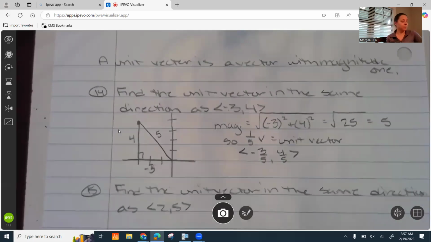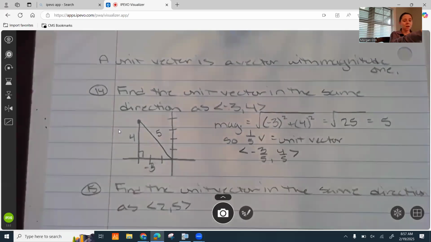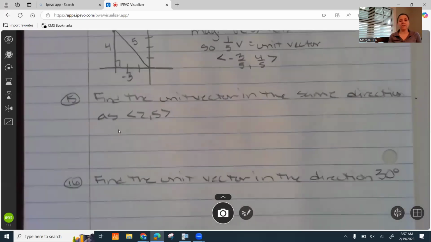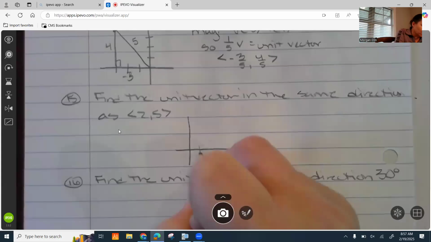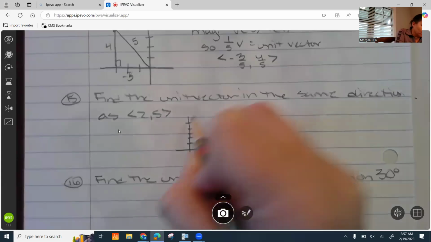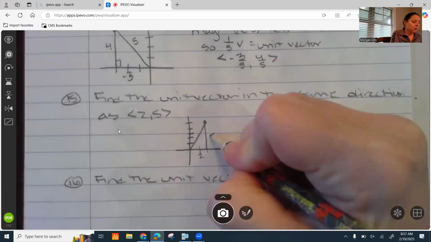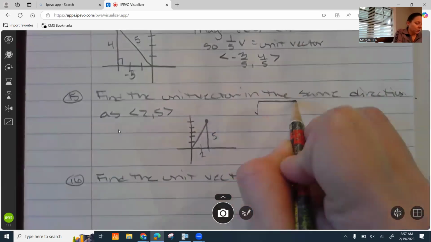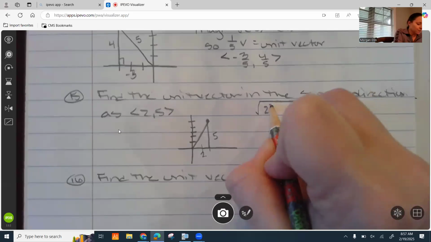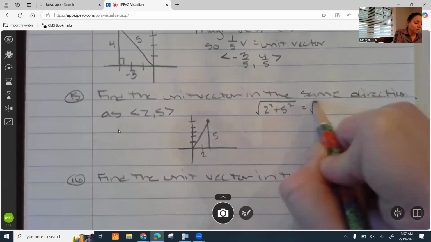So think about taking that value to 1, and what you need to do to get it to 1. In number 15, same thing: find the unit vector in the same direction as 2, 5. I like to draw pictures just so I know where I'm at. So this would be 2, this would be 5. First off, you have to find the magnitude it is right now. So think Pythagorean theorem: 2 squared plus 5 squared, then take the square root. 4 plus 25 is square root of 29.